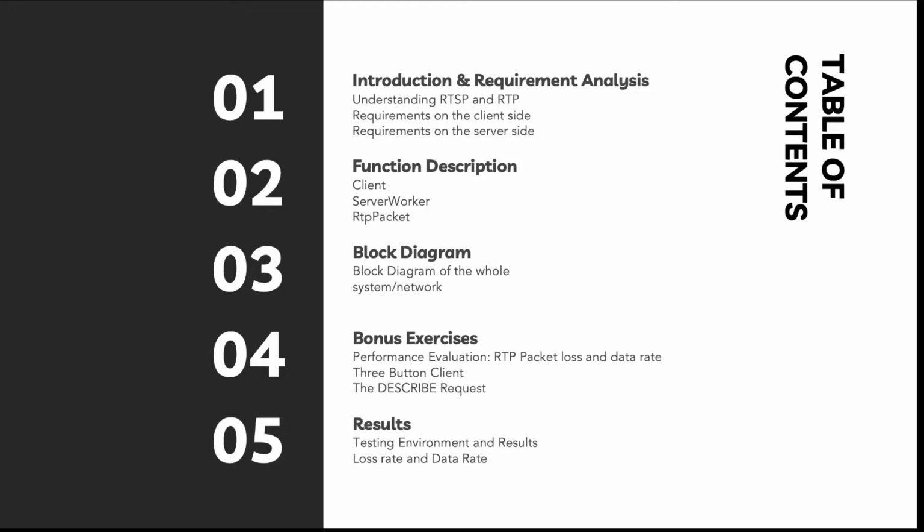Then we'll have a quick look at the block diagram of the whole system, which will help you understand what the system is actually doing. Then we'll look at the bonus exercises that we completed. The three bonus exercises were mentioned in the manual, and we completed all of them. First, we calculated the RTP packet loss and data rate. Then we made a three-button client, that is the play, pause, and stop buttons, without requiring a setup button in the client. Then we made a describe button, and more on that later. Finally, we will conclude with the results and the user manual.